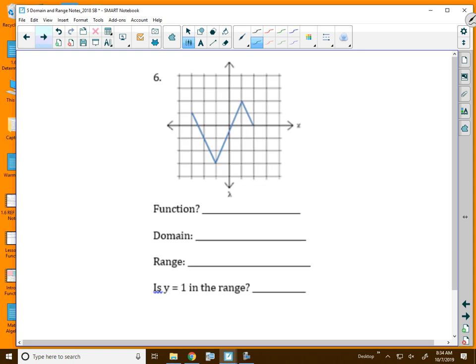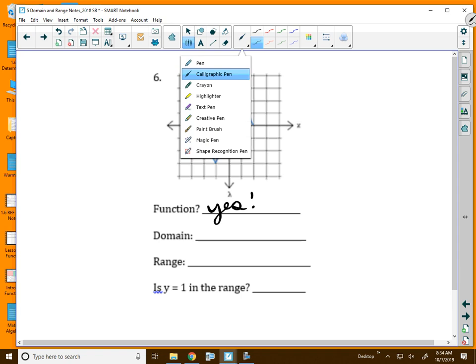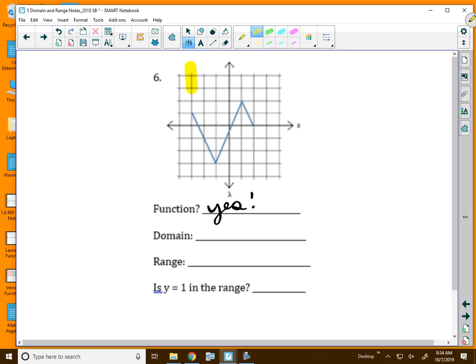Is it a function? Yes. Yeah, that's a function. Check that vertical line test. All right, I'm going to grab a highlighter. We start here on the left-hand side, and we end here on the right-hand side. What's my leftmost x value? -3. Yeah, -3.